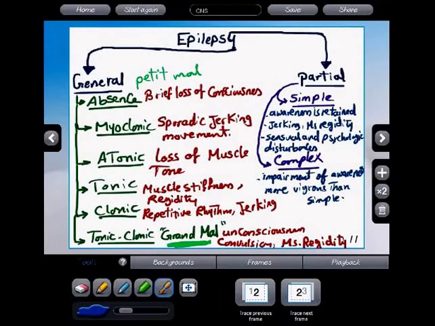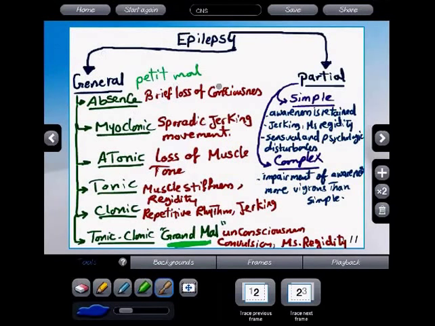It still has jerking, muscle rigidity, sensory and psychological disturbance, but the difference between complex and simple partial seizures is that in simple partial seizures the person is still aware, but in complex seizures the person has unawareness, an impairment in awareness.